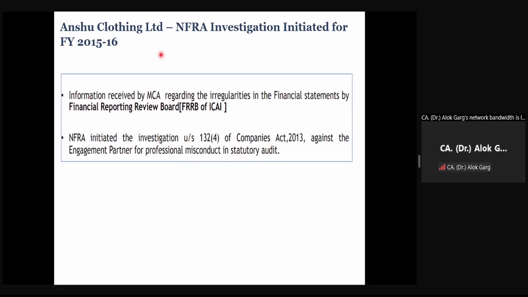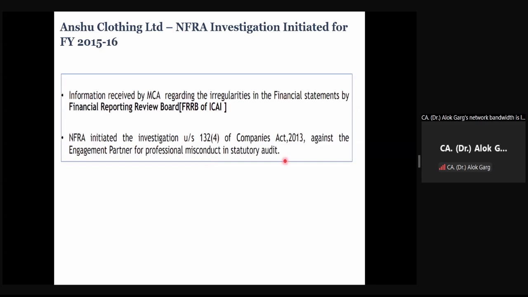In case of 15-16, NFRA received information from MCA regarding irregularities in the financial statement. The Financial Reporting Review Board of ICAI has found some irregularities in the financial statement, and they have given this information to MCA, right? Then MCA has given it to NFRA, and NFRA initiated the investigation under Section 132 against the engagement partner, the auditor, for professional misconduct in statutory audit.